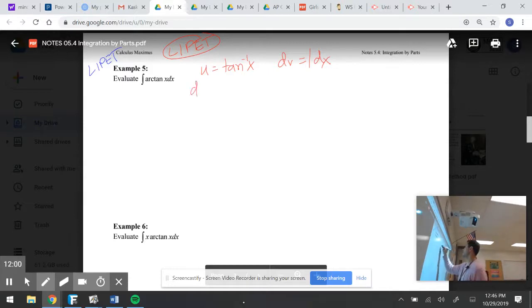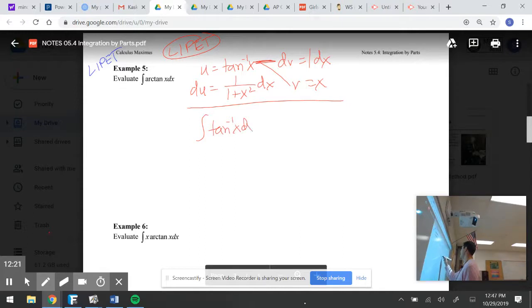That means the derivative would be, and guess what? It's just of x, so that's just the formula, 1 over 1 plus x squared dx, right, class? And then the antiderivative of 1 is just x. And then we Zorro. We Zorro that, which would be the integral of the inverse tangent of x dx, which would be equal to x inverse tangent of x minus those two, which would be x over 1 plus x squared dx.